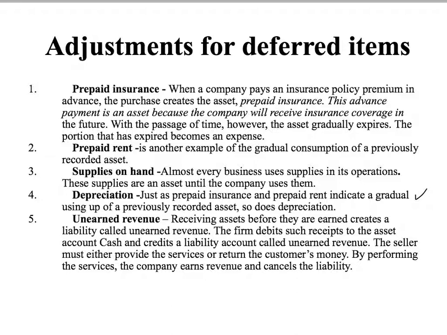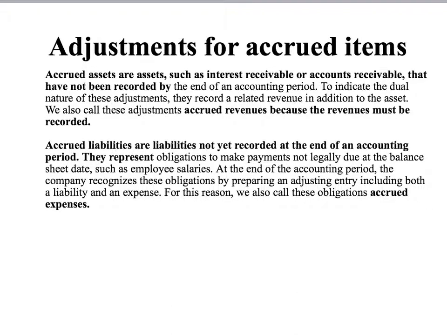Now, in the next video, I will go through in detail each one of these adjusting entries. And lastly, there are adjusting entries for accrued items. Accrued assets such as interest and accounts receivable that have not been recorded. So you see, accrued simply means that it's owing or it's been earned, but it hasn't been recorded.